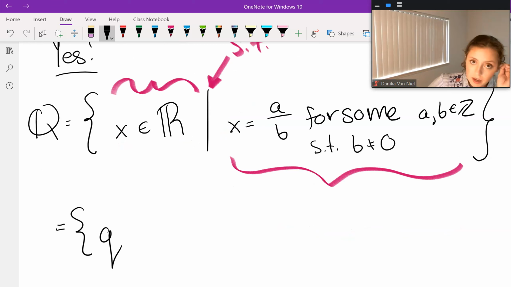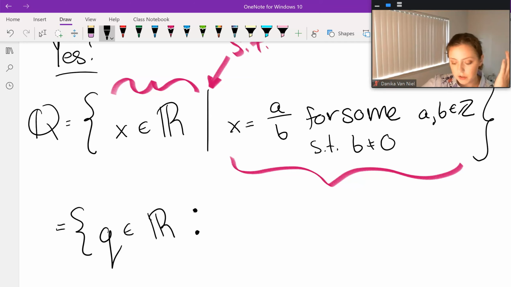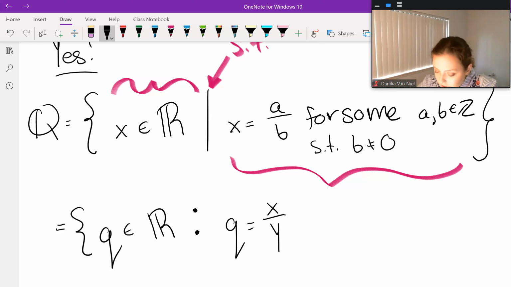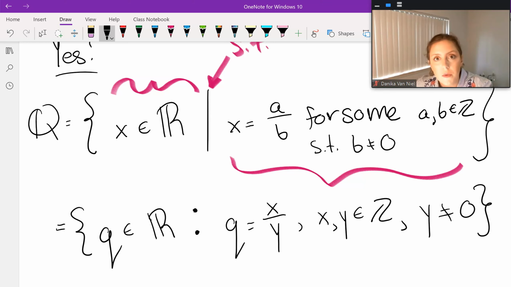It also doesn't matter what variable we choose. So we could say Q in R, and then here I'm going to use the colon. So this still means such that. Both of them are the same. They both mean such that, just whichever one you're feeling at the moment. Such that Q equals, and maybe let's say X over Y. So that's another way to write it.